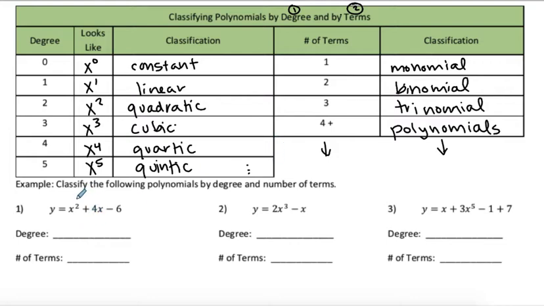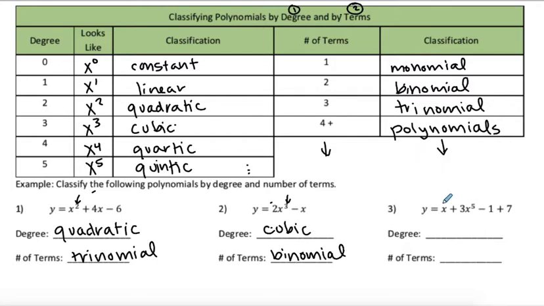On our example, we have x squared plus 4x minus 6. By degree, the highest degree we have is 2, so this would be quadratic. And number of terms, I have 1, 2, 3, making this a trinomial. So we would call this a quadratic trinomial. On number 2, the biggest power we have is 3, making this a cubic. And having only 2 terms makes it a binomial.